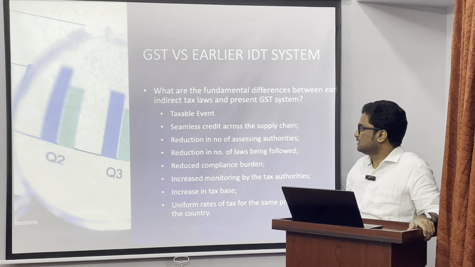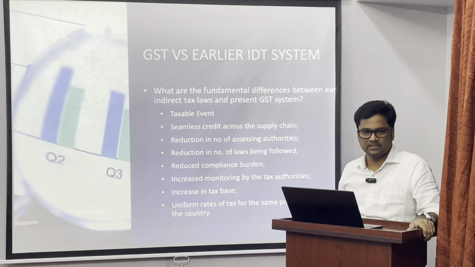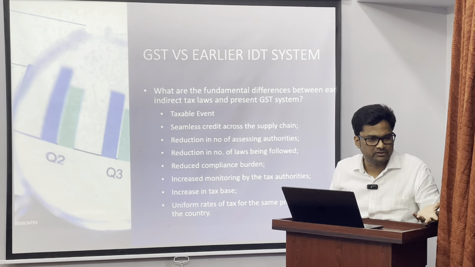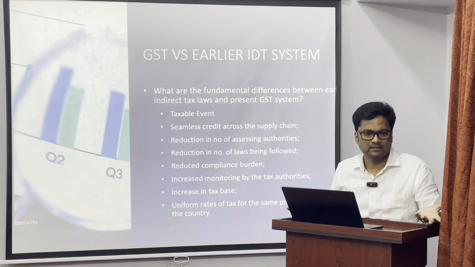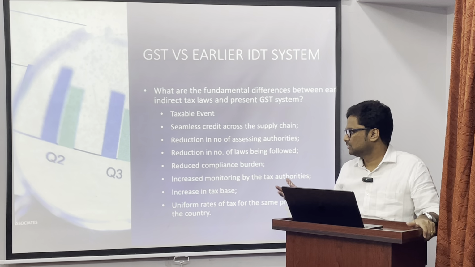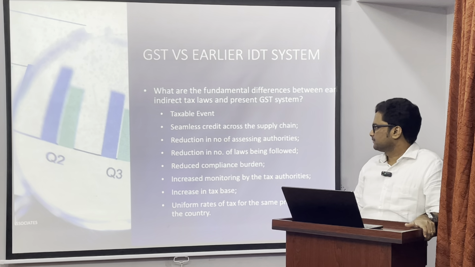One taxable event, then seamless credit across the supply chain. Earlier, luxury tax, entry tax, octroi, etc. We don't even have the provision for input tax, so all of them used to form part of the cost, with a cascading effect, double taxation. And now credit is there.